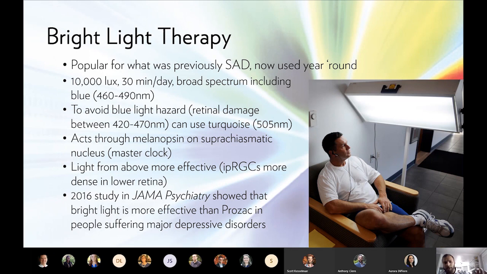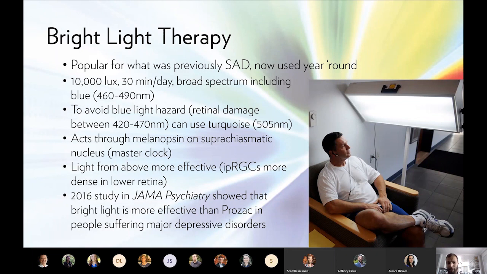You want to include certain blue or turquoise frequencies, but you want to avoid blue light hazard, which can cause retinal damage in certain frequencies as well. So sometimes turquoise is included instead of some of those blue light frequencies, and it works pretty much just as well. This also acts on melanopsin. Light is more effective coming from above because the ipRGCs are more dense in the lower retina. So the melanopsin is more concentrated in your lower retina.